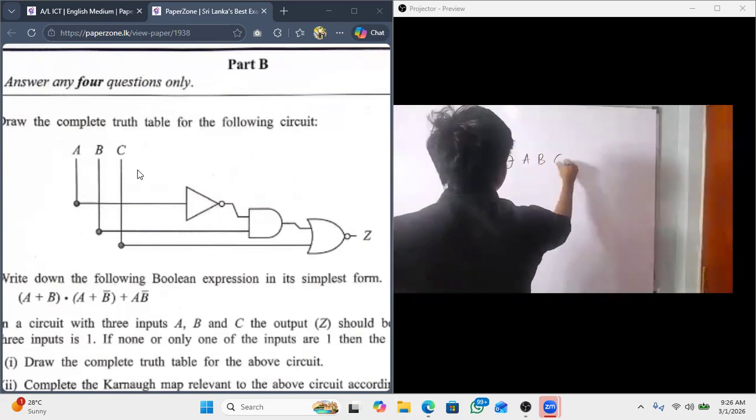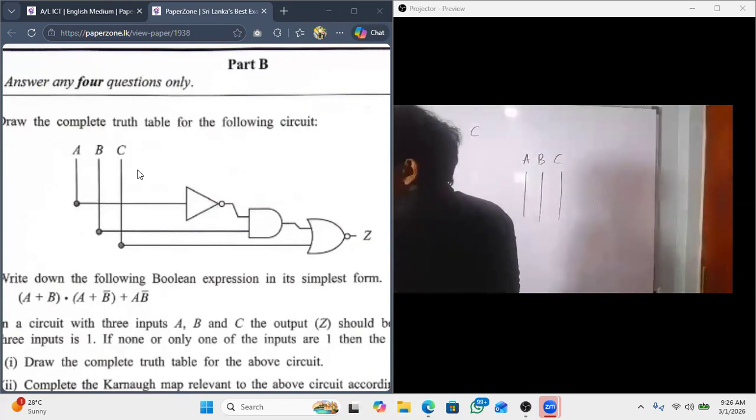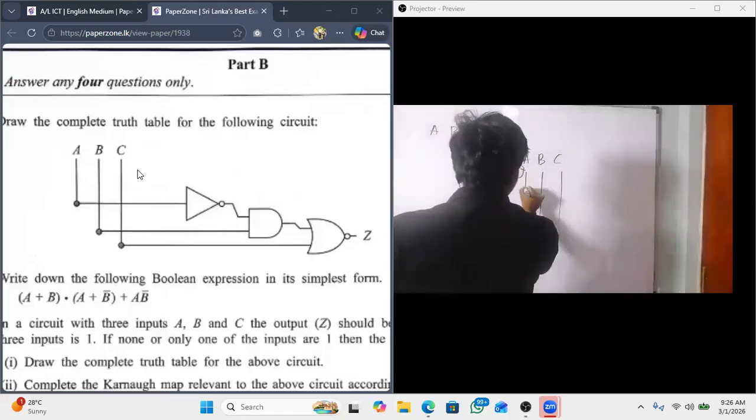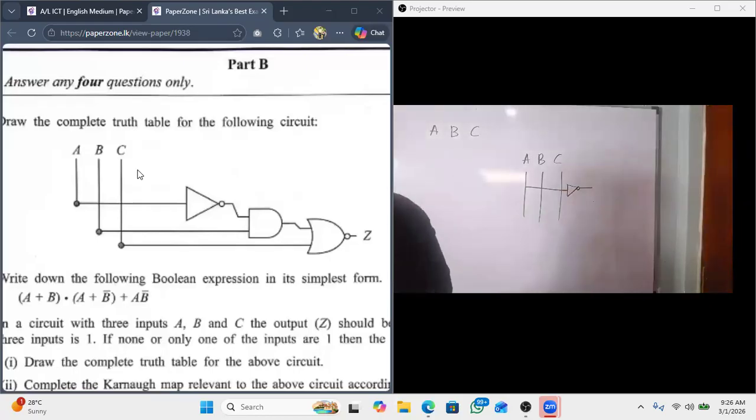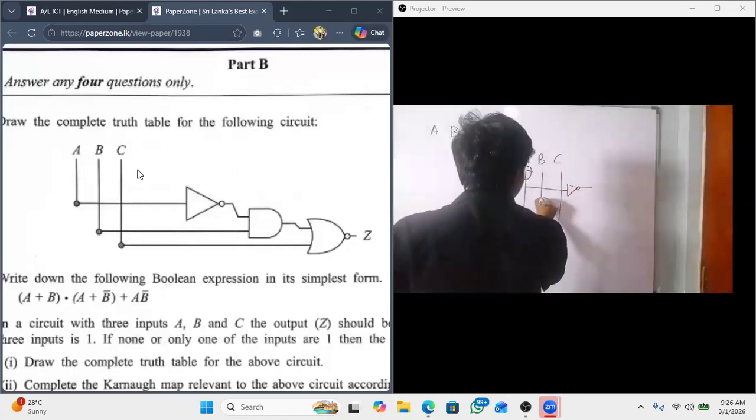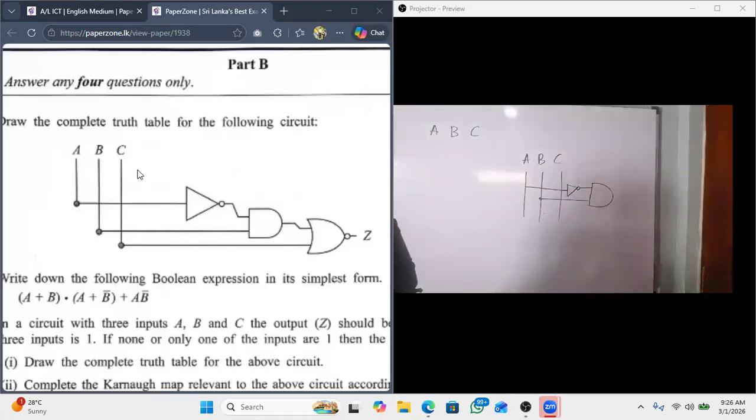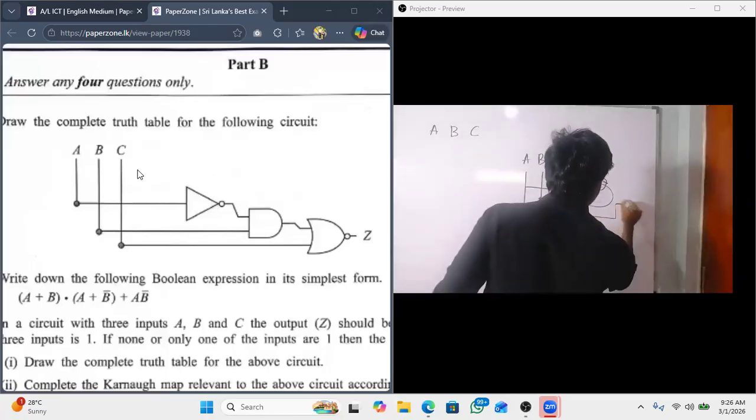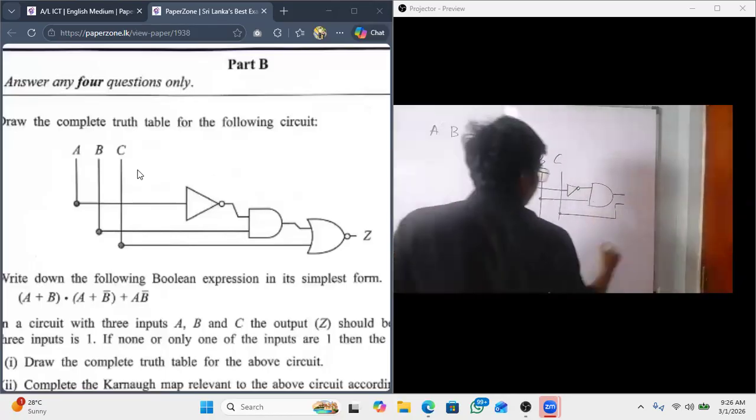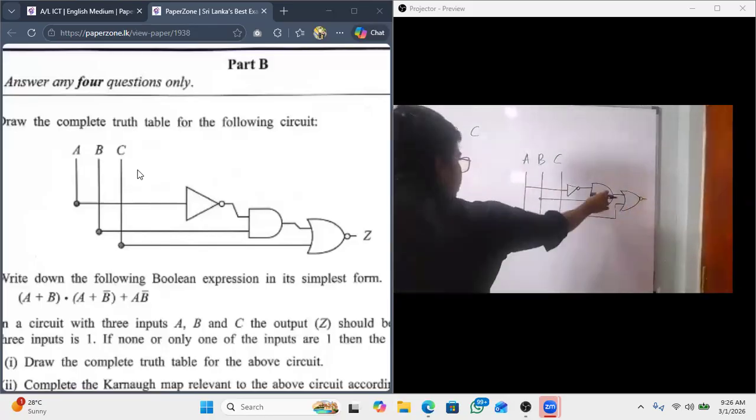A, B, C. We have 3 wires here. This is for the truth table. And I have A passing through a NOT gate. B is directly connected to an AND gate. And then the output of that and C are connected to a NOR gate. This is a NOR gate.